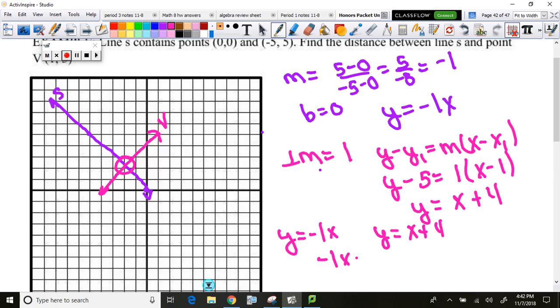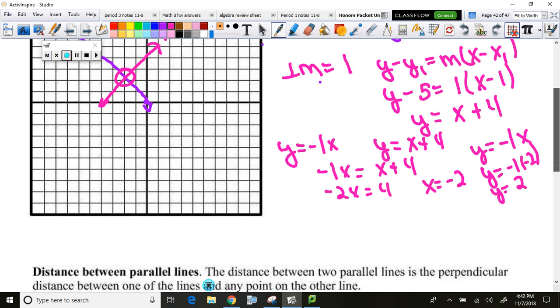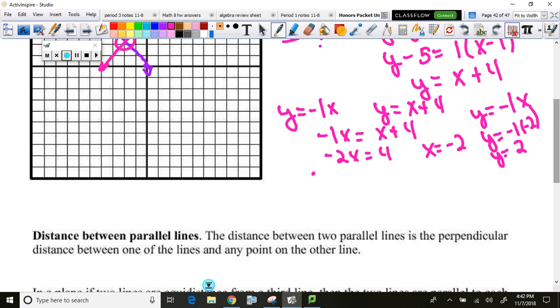So -1x equals x plus 4. So that's -2x equals 4. So x equals -2. To then find y, I choose one of those equations. So I'm going to use -1x. Y equals -1 times -2, which is 2. So the point of intersection is -2, 2.